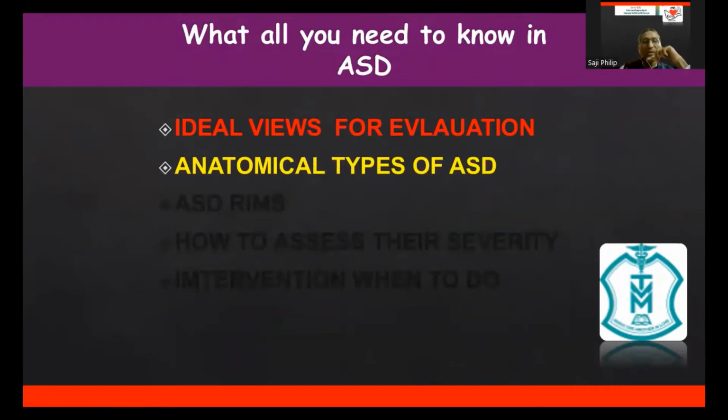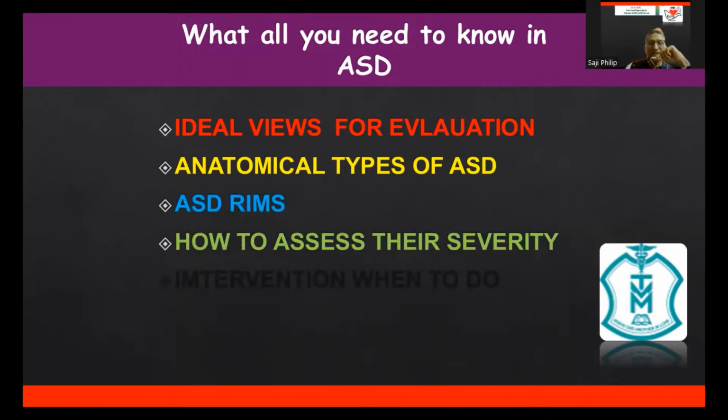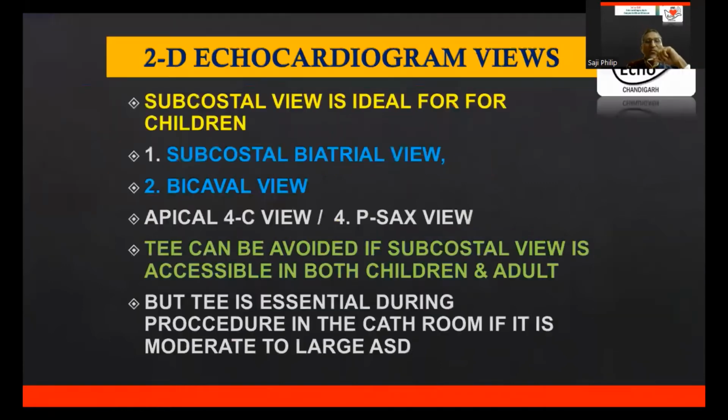That is very important. You have to describe what type of ASD, because if it is a secundum ASD, it is purely indicated for device closure, unless it is very large. SVC ASD also you have to mention very clearly, because we want to describe the pulmonary venous drainage, and the ASD rims are important, how to assess their severity and intervention, when to do it.